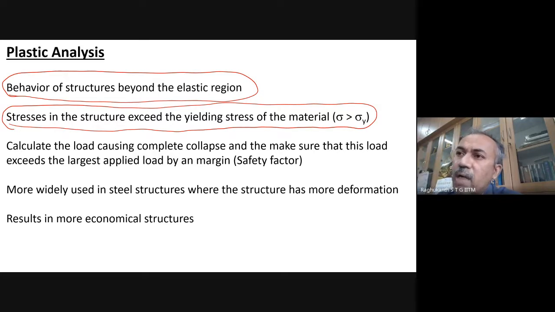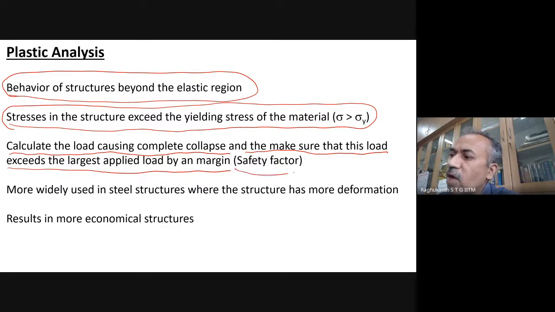And this is how we will use it in design. We will calculate the load which causes complete collapse, that is, the ultimate load, and then make sure that this load exceeds the largest applied load. We will find out a factor of safety, and your design load will be the load you have divided by some factor of safety. So we will find the safety factors from this expression, and then do the design analysis.